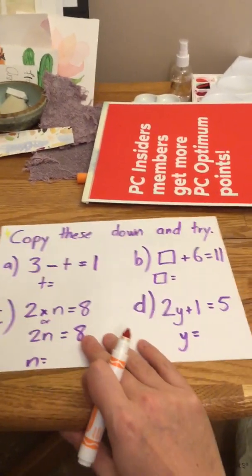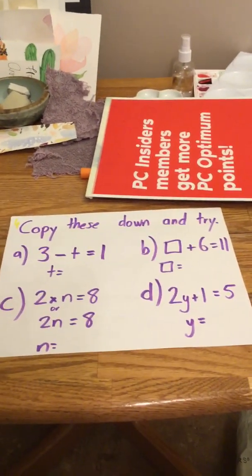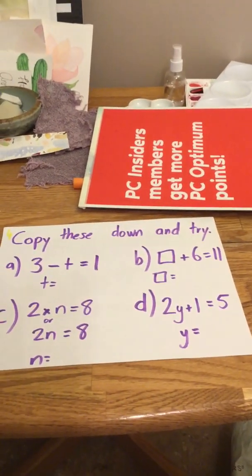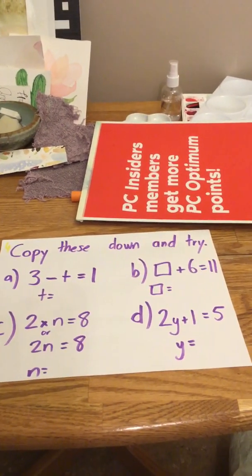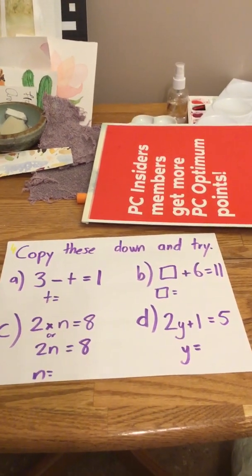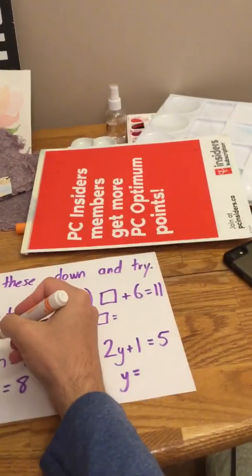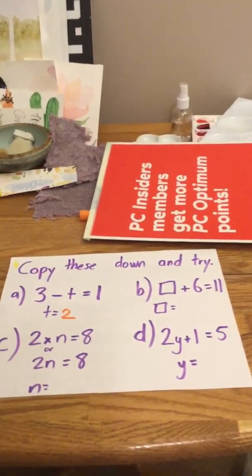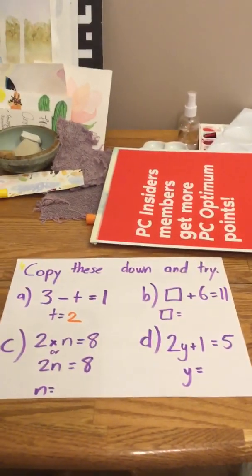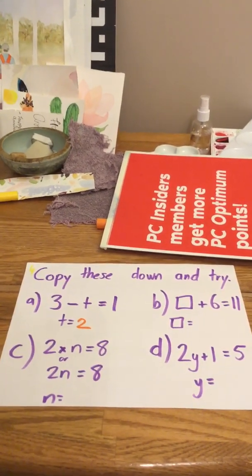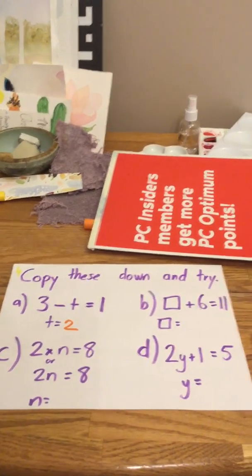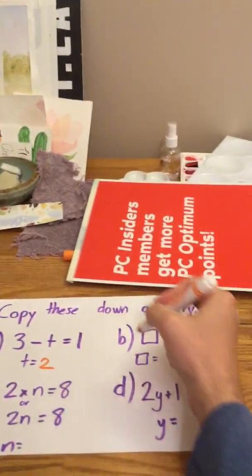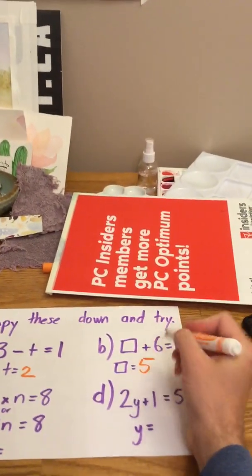So if you're back with me and you got some math on your page, if we do question A, 3 take away t is 1. Well, 3 take away 2 would give me 1, so t would have to be worth 2. Okay, question B, the square plus 6 is equal to 11. Okay, this should be mental math. Okay, so 5 plus 6 would give me 11.